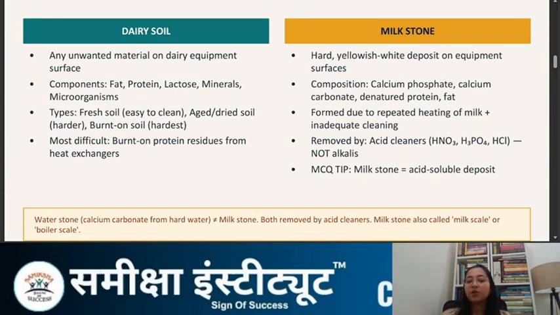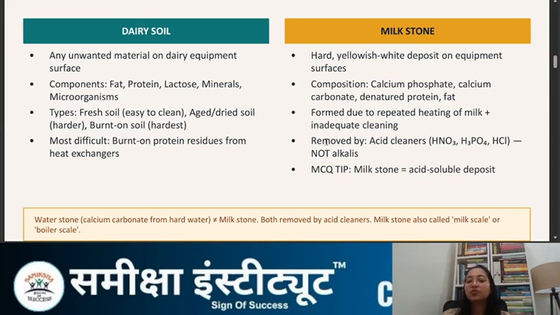These are formed because of repeated heating of milk and inadequate cleaning, because we are not cleaning it properly and repeatedly heating the milk and the equipments, due to which the calcium phosphate and calcium carbonate are deposited along with the denatured protein and fat on the equipments. And then we call it milkstones.